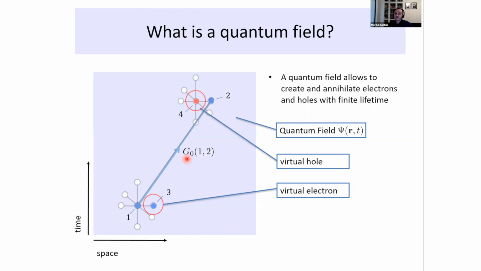Now, the idea in quantum field theory is that this free electron is surrounded by an interacting quantum field. This field allows for spontaneous creation of virtual electron-hole pairs, but it also allows for the spontaneous annihilation of these pairs. In other words, these virtual electron-hole pairs have a finite lifetime. For instance, let's assume a virtual hole is created at space-time point 4, and a virtual electron is created here at space-time point 3.